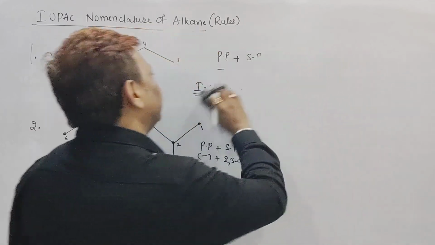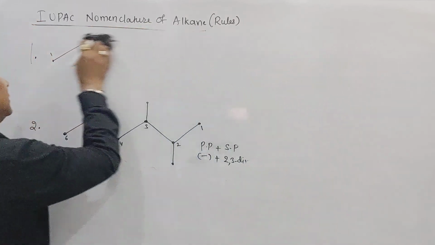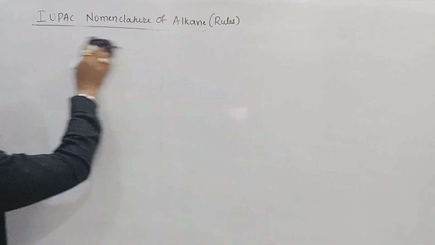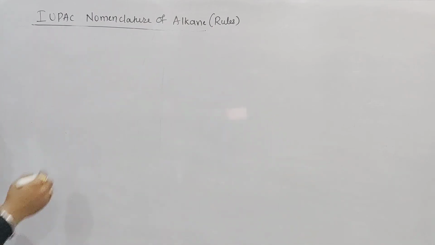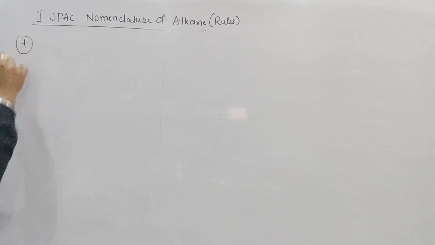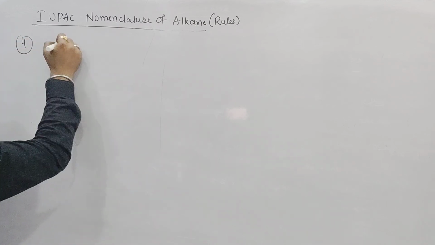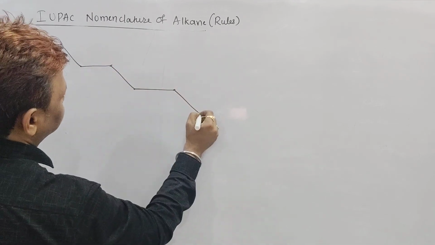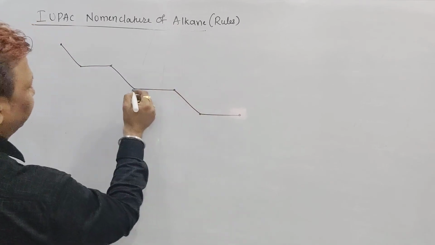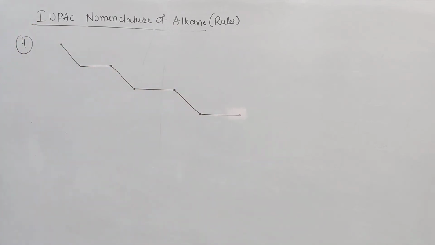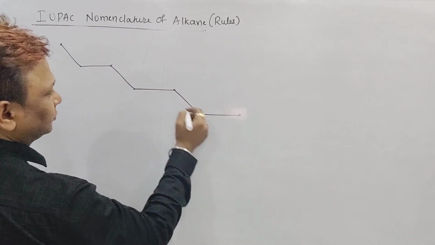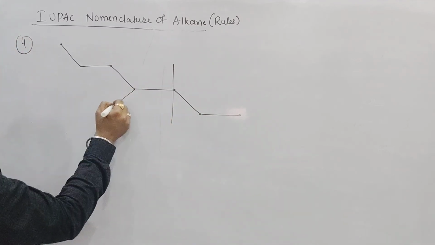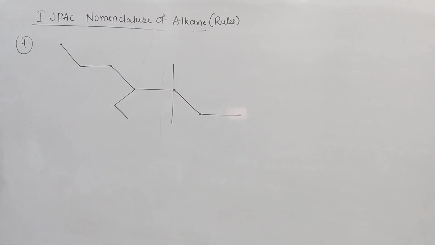But we will do some more examples, because whatever rules of IUPAC nomenclature of alkenes we have seen, we should apply here on the board now. Let us say example number 4. I will put the substituents here like this, and I will ask you to get the IUPAC name of the compound.